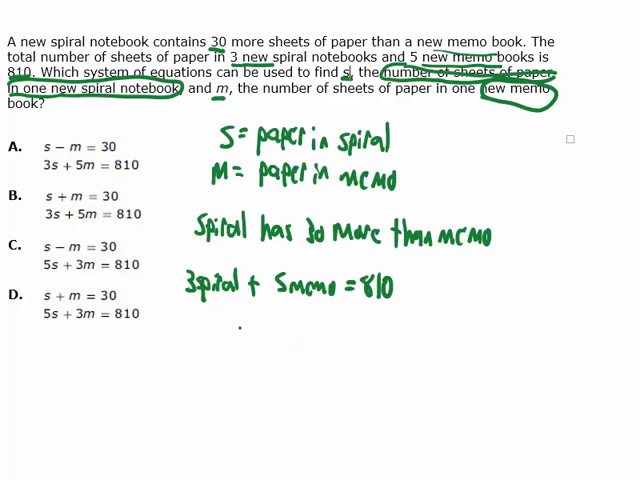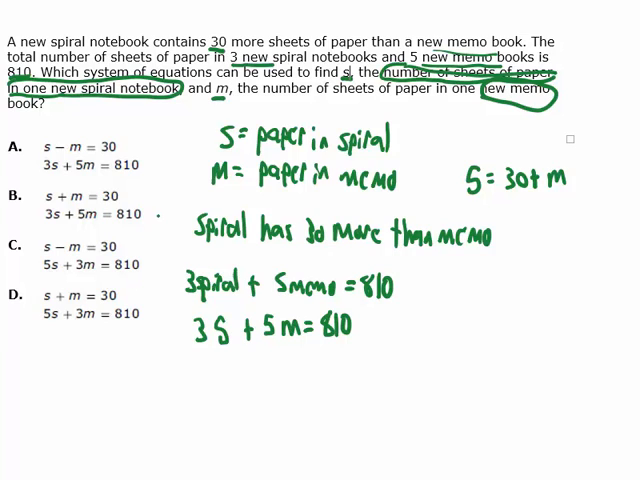Let's see if we can write some equations from this. Spiral has 30 more pages than a memo. So that means that our spiral, our S, is equal to 30 more than our memo. A spiral has 30 more than a memo. We also know that 3 spiral plus 5 memo equals 810. So that should be our two equations. S equals 30 plus M, and 3S plus 5M equals 810.